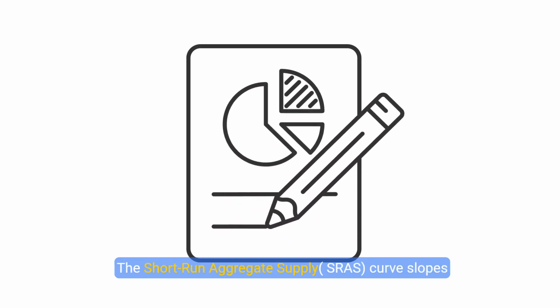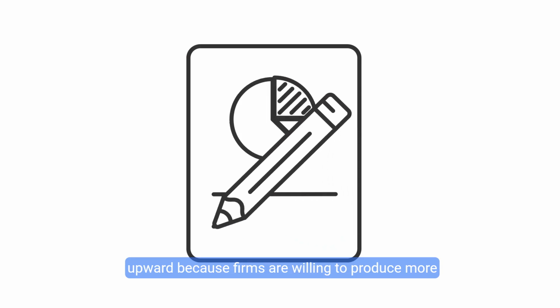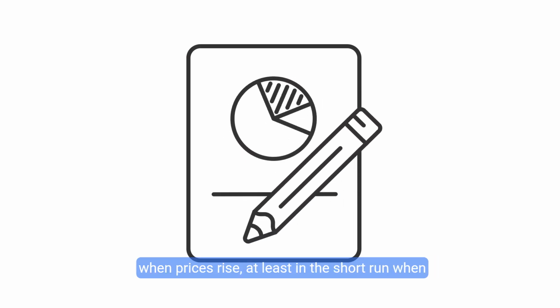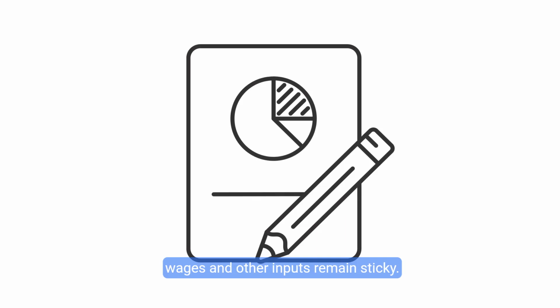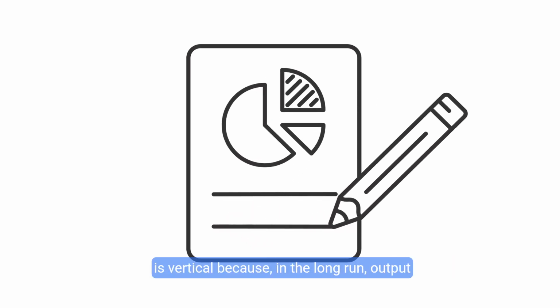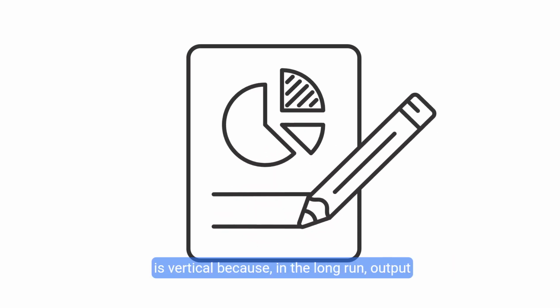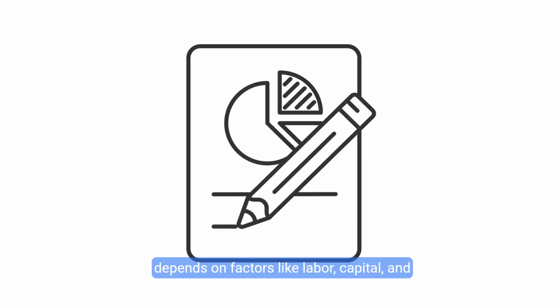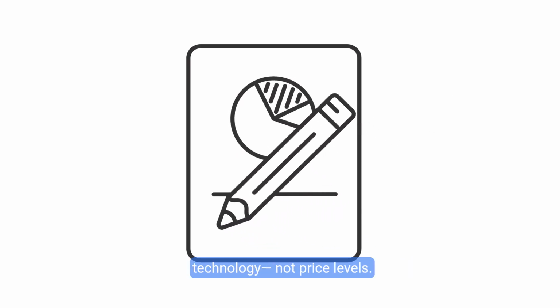The short-run aggregate supply, SRAS, curve slopes upward because firms are willing to produce more when prices rise, at least in the short run when wages and other inputs remain sticky. The long-run aggregate supply, LRAS, curve, however, is vertical because in the long run, output depends on factors like labor, capital, and technology, not price levels.